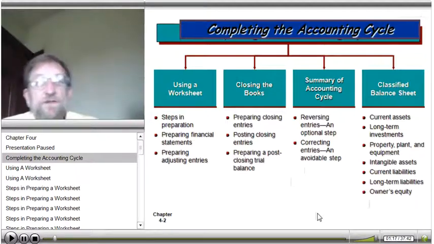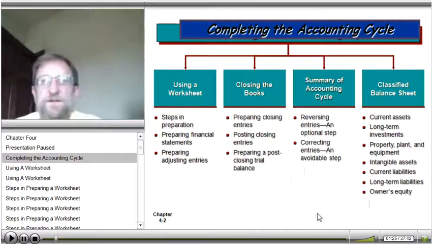Correcting entries, which occasionally we all have to make. And then we're going to review some debt balance sheets. We're going to look at classified balance sheets.